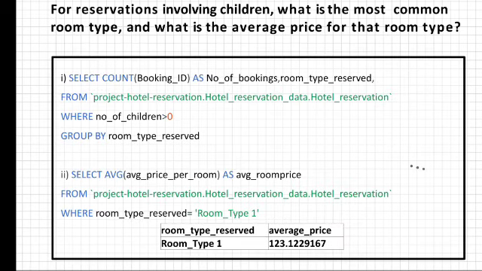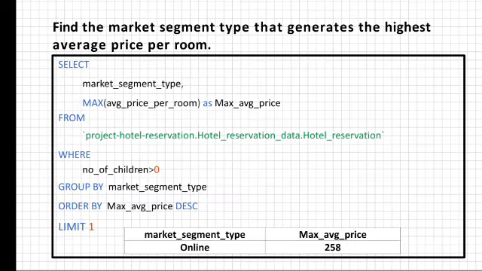When it comes to reservations involving children, the most common room type was found to be room type 1, and the average price was 123. And when coming to which market segment generates the highest average price per room, it was found to be the online market with the highest average price of 258.